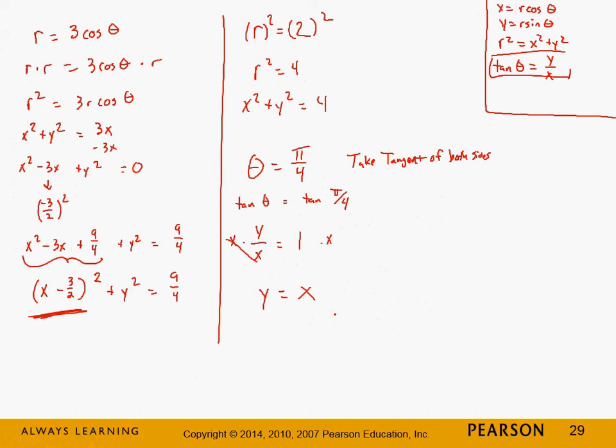Now, going from rectangular to polar tends to be much easier because they just have x's and y's in them. So you've got, say, 2x plus 3y equals 5. How do you solve that? Well, we know that x equals r cosine theta, and y equals r sine theta. So that gives us 2r cosine theta plus 3r sine theta equals 5.